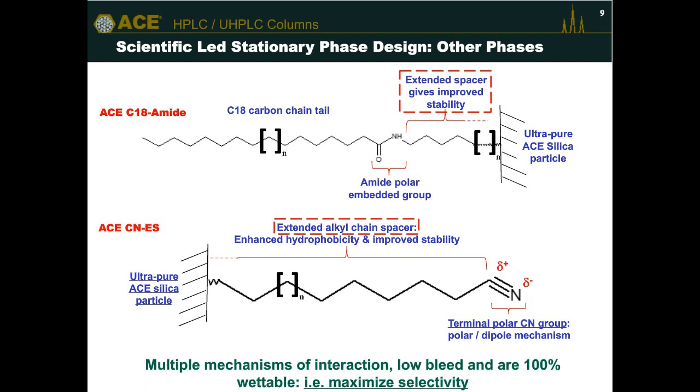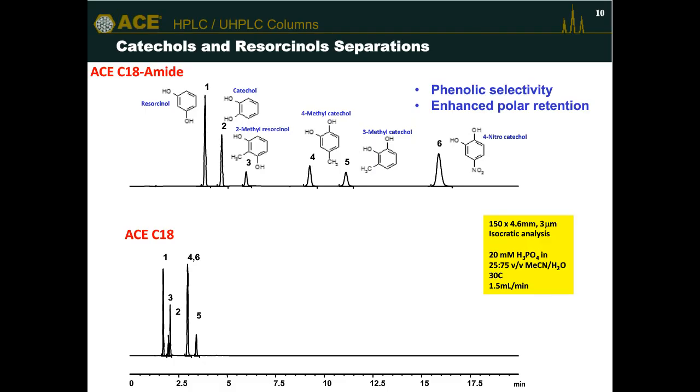These phases as well give different mechanisms of interaction and low bleed profiles, so they're excellent for our CMS work, and are also 100% wettable, so you can retain polar compounds. And here's a nice example which shows, under exactly the same conditions, a separation of catechol and resorcinols. So these are polyhydroxyaromatic compounds of moderate polarity.